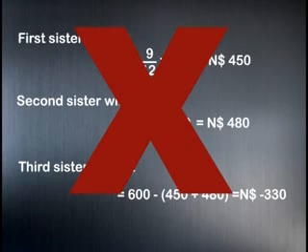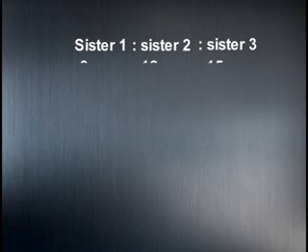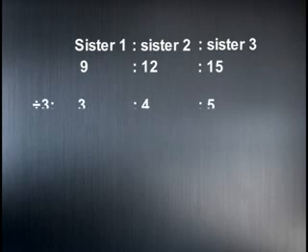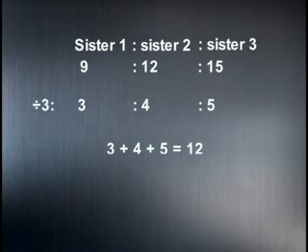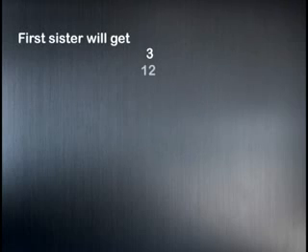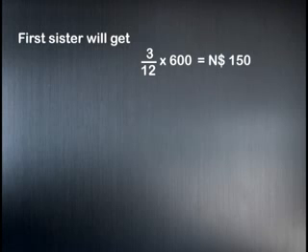Unfortunately, Sam, that is not right. You must first write the ages of the sisters as a ratio. That would be 9, 12, and 15. Now you simplify the 3 ages by dividing them by 3, and it will give you 3 to 4 to 5. Then you add the simplified ratios together. That would be 12. Then you calculate the amount each sister will get by taking the ratio divided by 12 multiplied by 600. For example, the first sister will get 3 divided by 12 and multiplied by 600. That is $150. Now, you can do that for the other 2 sisters.